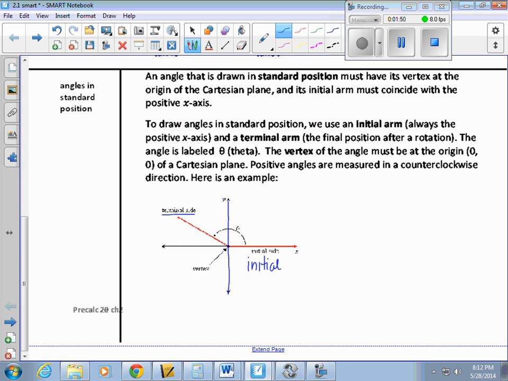For this example, this angle would be considered to be in standard position because the initial arm starts at the x-axis, our angle rotation goes to the terminal arm, which is there, and our vertex of the angle is also at the origin. So that's the key parts for an angle to be in standard position.